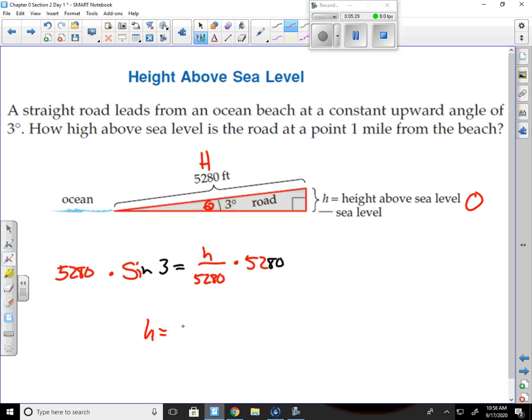So H equals 276.33. That's our final answer.